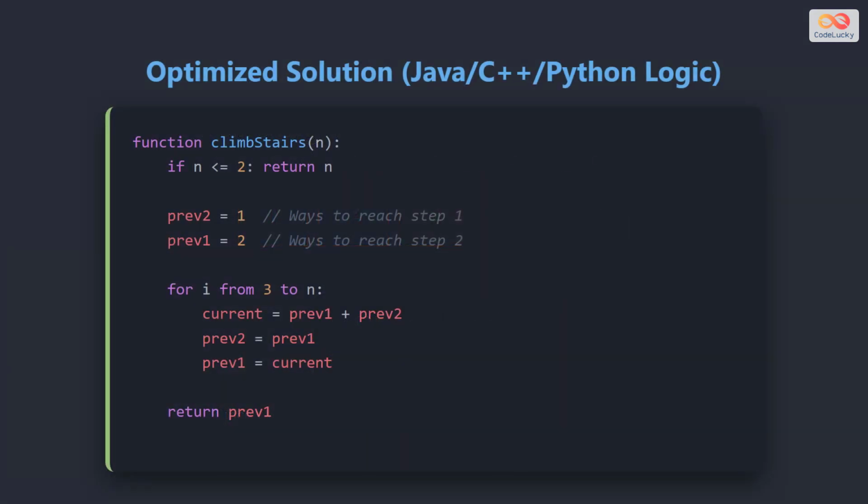Here is the optimized code logic. We handle the base cases first. Then, instead of an entire array, we just keep track of the last 2 values, often called previous 1 and previous 2. In a loop from 3 to n, we calculate the current value by adding them together and then shift our pointers forward. This saves us a lot of memory.